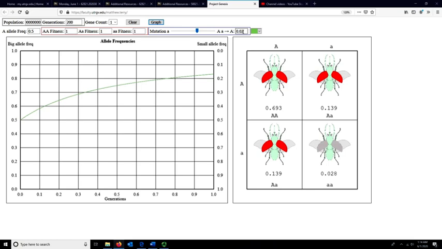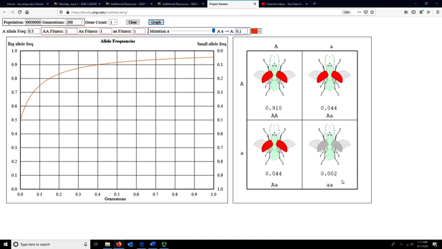Now you'll notice if we bring this way up, let's make this a 0.5, it's going to just shoot up dramatically. Once we get to fixation, which is hard because the allele is very rare, and so even though it's 50%, we only have a very, very tiny amount.